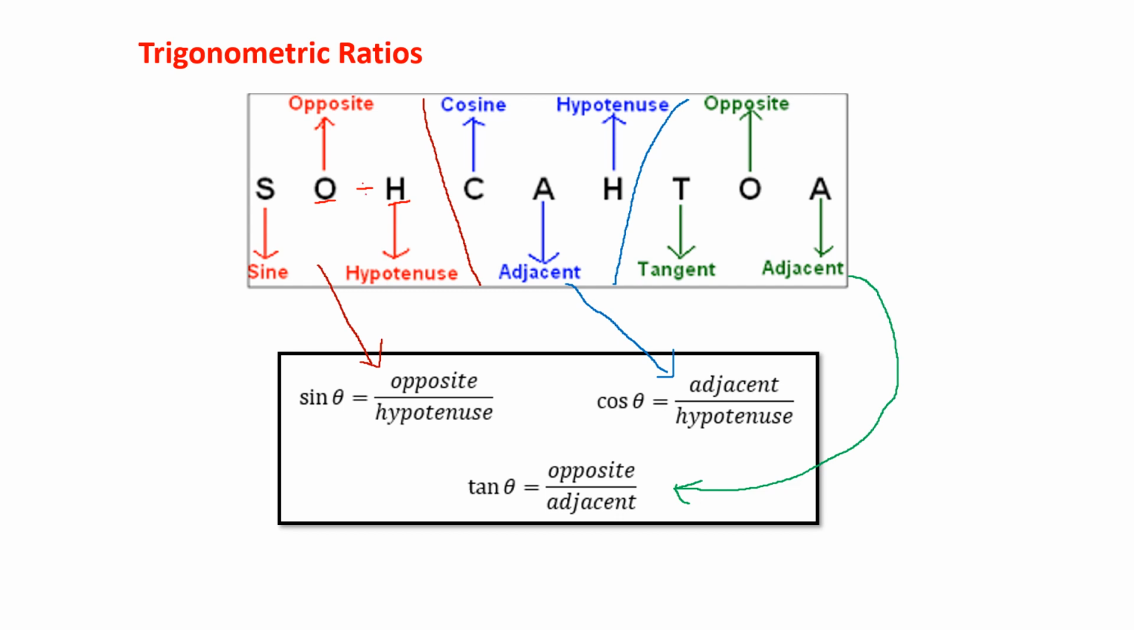So when you want to remember your rules, remember SOHCAHTOA. Remember which one you want to use, sine, cosine, or tan, and that will help you to pick out the ratios you're going to use.